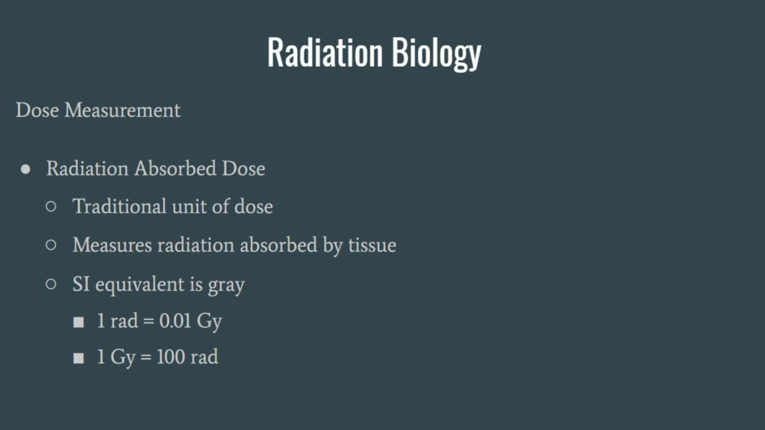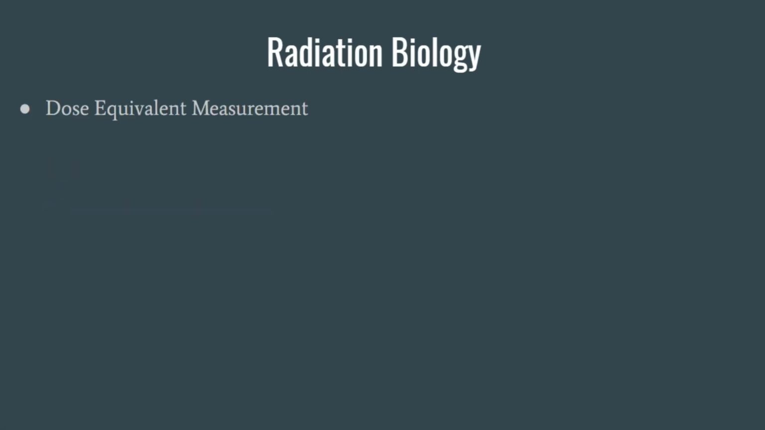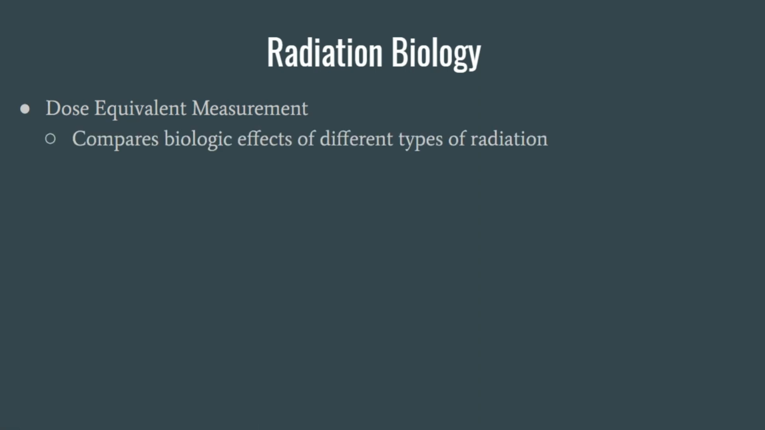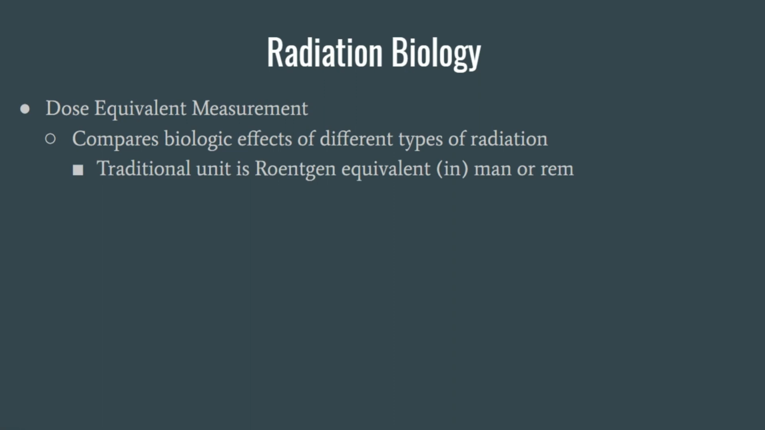And the third quantity is the dose equivalent measurement. Previously, we had talked about dose and the effects that it can have. And different types of radiation are going to have different effects on the tissue. So the dose equivalent measurement is used to compare the biological effects of different types of radiation. And there are equivalents for both systems here. The traditional unit is called the roentgen equivalent in man, or the REM.